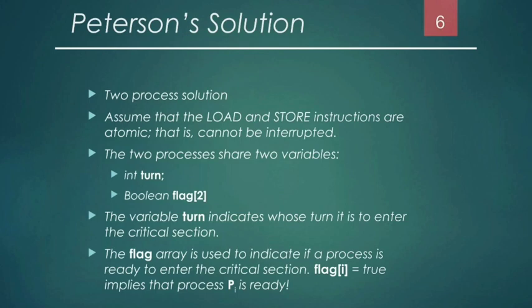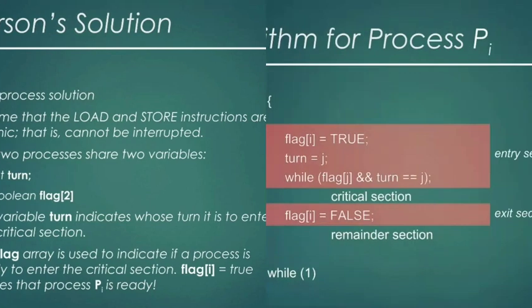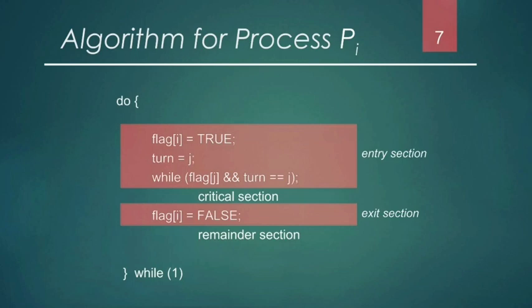If both processes try to enter at the same time, turn will be set to both i and j at roughly the same time. But we know that only one of the values can be assigned to the turn variable, and the other, which cannot be assigned, will occur but will be overwritten immediately. Now here in slide 7, you can see the structure of process Pi in Peterson solution, which is different from the general structure of a typical process Pi.